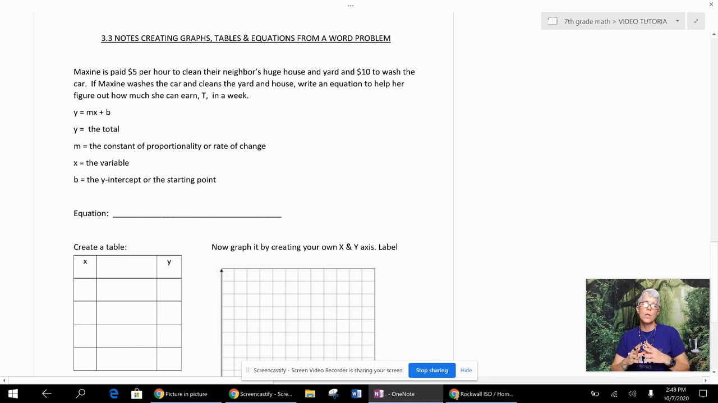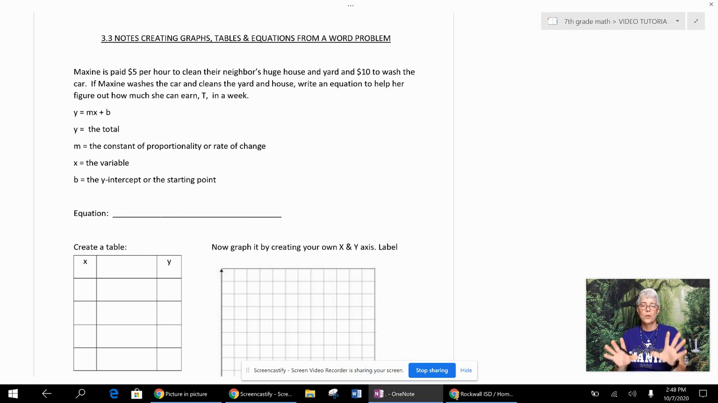Hey guys, today we're going to learn how to create a table and a graph once we create the equation from a word problem. We need to make sure that we've tackled the issue of creating an equation from a word problem, because that has to be done correctly before you move on to the tables and the graphs.